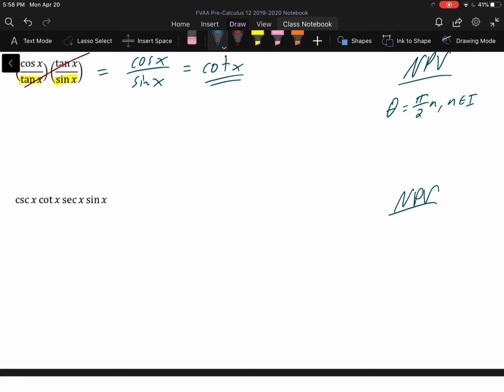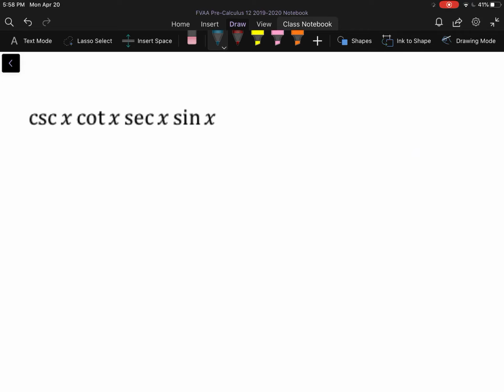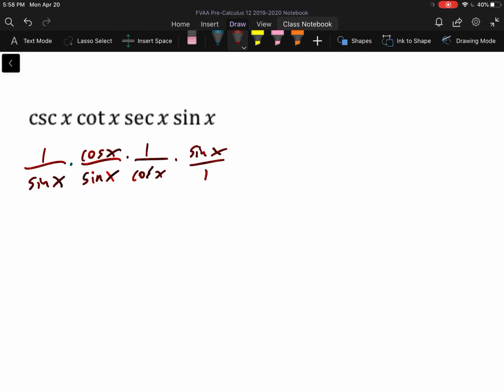Last one here. I'm going to change all of these into either cosine or sine. So this one I'm going to substitute 1 over sine x, and it's just going directly below it is what I'm doing here. Okay, and then cotangent is cos x over sine x, and then secant is 1 over cos x, and then sine x is sine x, if you want, over 1.